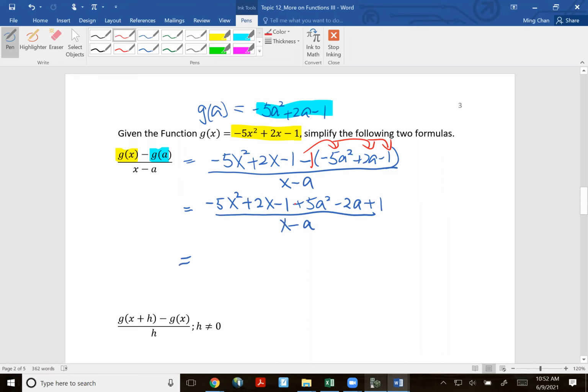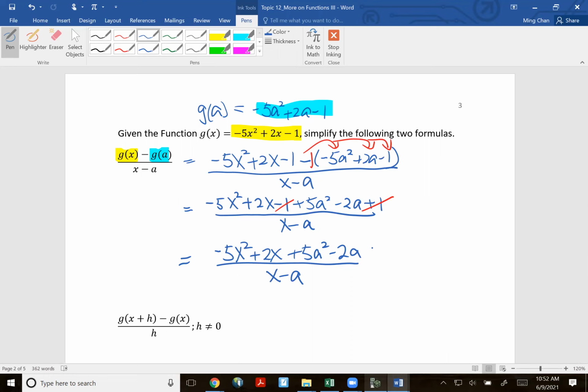All right, 1 cancels out. 1 and negative 1 cancels out. Now what I got myself is negative 5x squared plus 2x plus 5a squared minus 2a. Now, factoring by grouping comes back because I got 4 unlike terms on the numerator, and none of the 4 terms has a greatest common factor. So this has got to be factoring by grouping. I've got to factor in order to cancel out with the x minus a in the bottom.